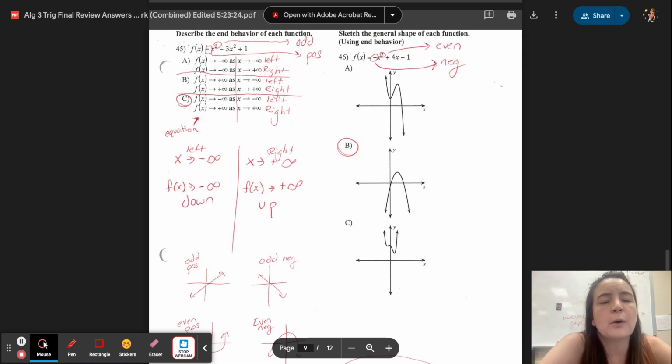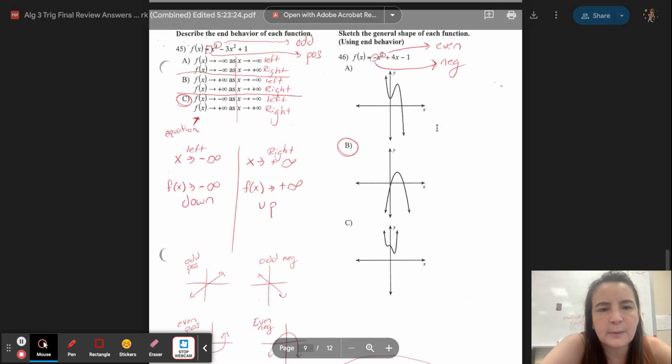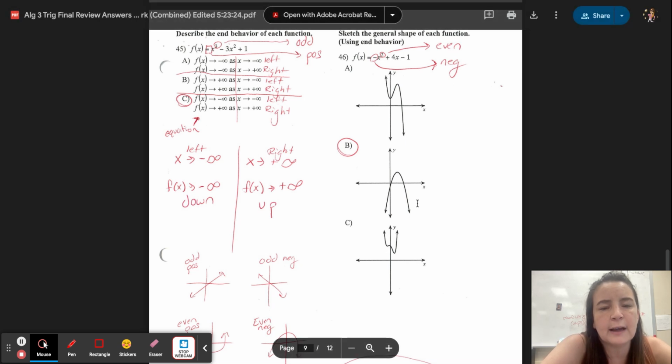Now for number 46, we said this is even and negative. That's easy. Evens go in the same direction, so it's either this one and this one. And since it's negative, they're both going down, so that's choice B.